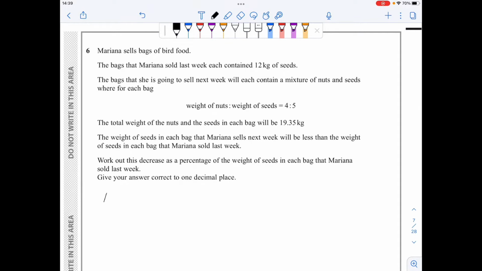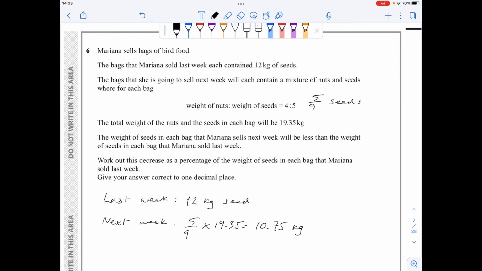For question 6, last week's bag contained 12 kilograms of seeds, while for next week we have a ratio 4:5. So as a fraction, we've got 5/9 are seeds. So 5/9 times the weight, which is 19.35, will give me 10.75 kilograms of seeds.